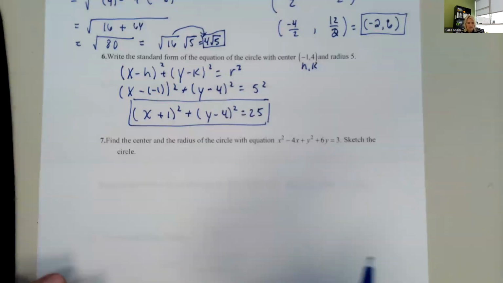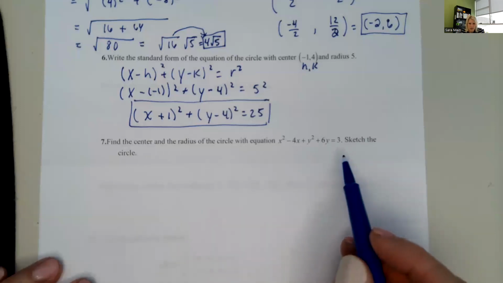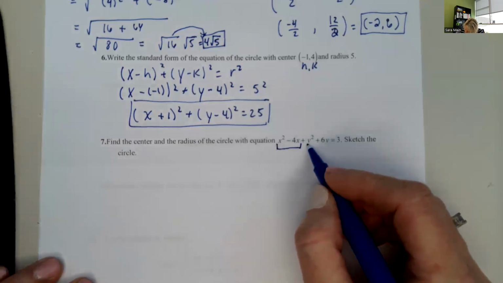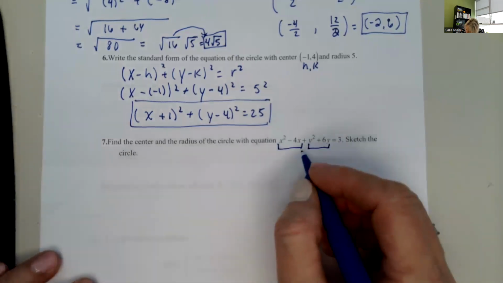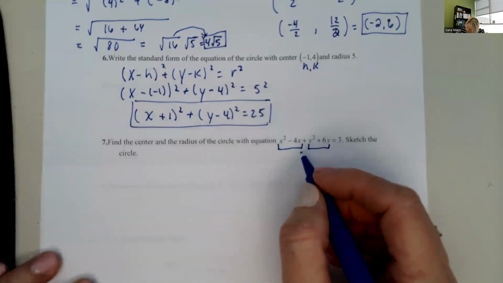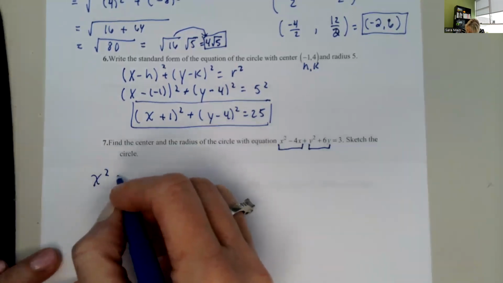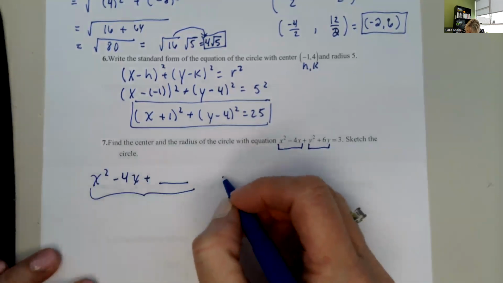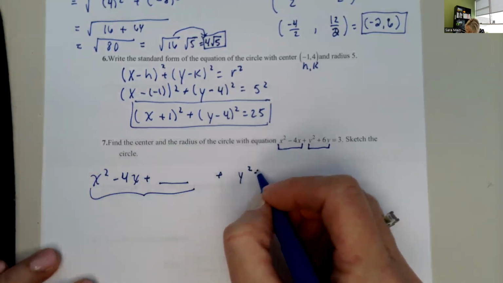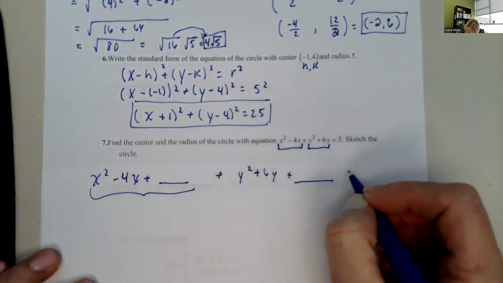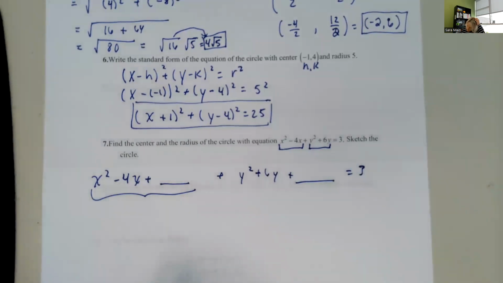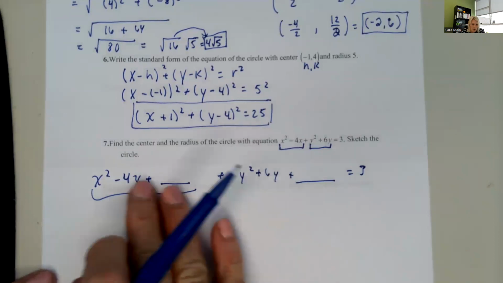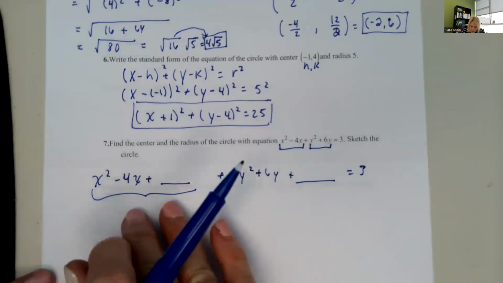Number 7 says, find the center and the radius of the circle with this equation. So it's not in standard form. We're going to have to break it apart and use the difference of squares to do that. So x squared minus 4x plus something plus y squared plus 6y plus something equals 3. So we're going to use this to complete the square.